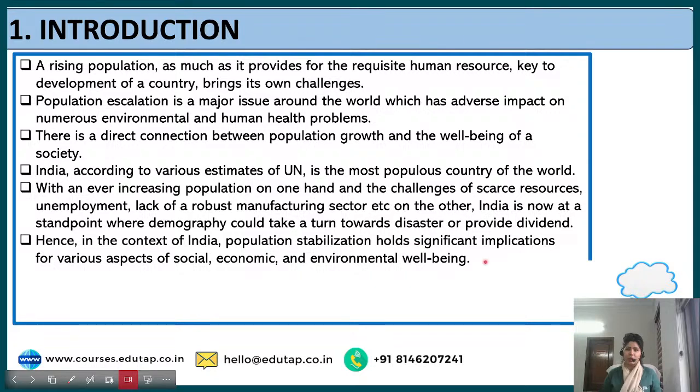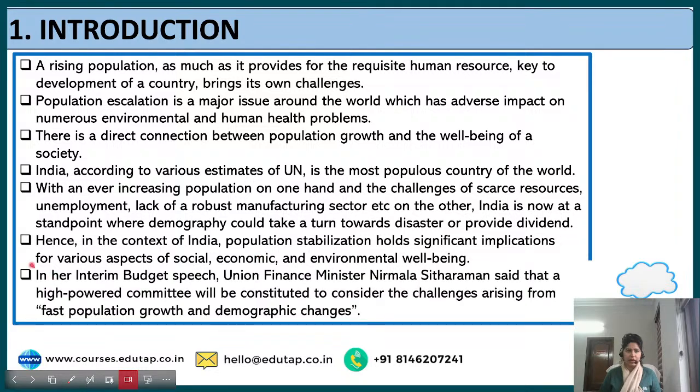So it holds significant implications for various aspects of social, economic, and environmental well-being. You can add various aspects here as well, social, economic, or environmental well-being, talk about human development here. So use another comma, add another term. And here you can use your current affairs knowledge. Kindly showcase your knowledge of current affairs in the introduction itself. It will definitely fetch more marks for you, but everything should be related.